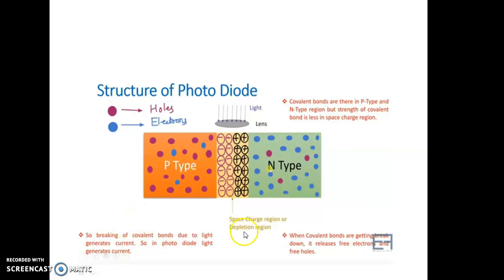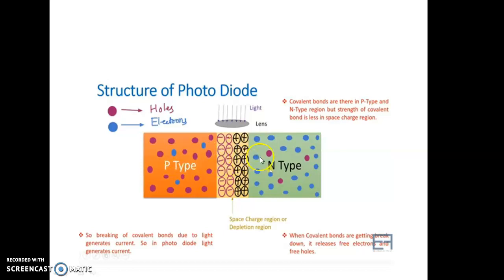The simple PN junction diode is taken. So N type has majority carriers electrons and the minority carriers are holes. Majority carriers are shown in blue color and minority carriers are in pink color. Right? Now P type also has holes. The holes are represented in pink color and minority carrier electrons are represented with blue color.